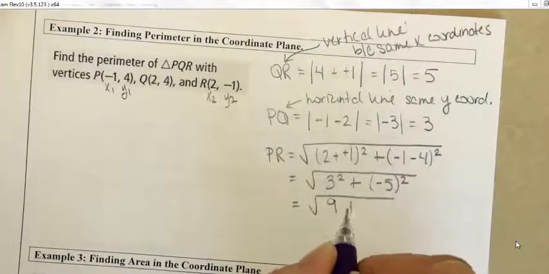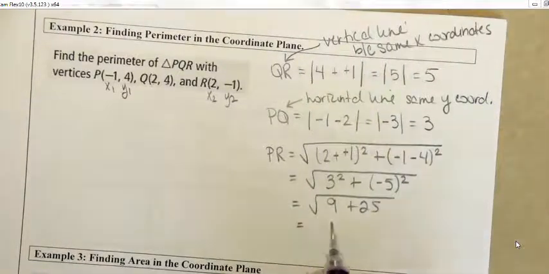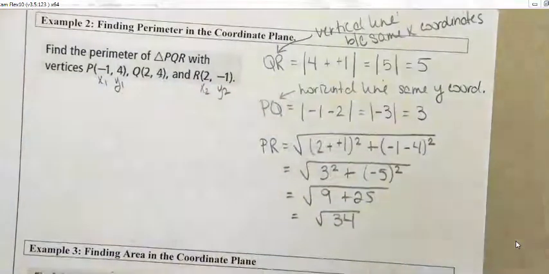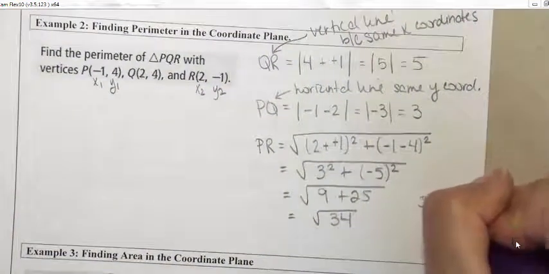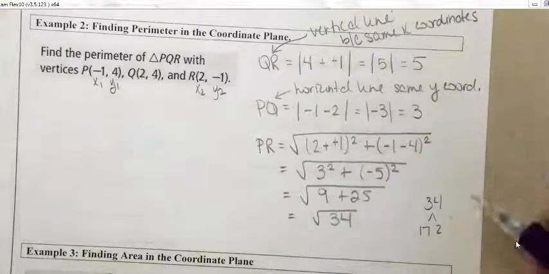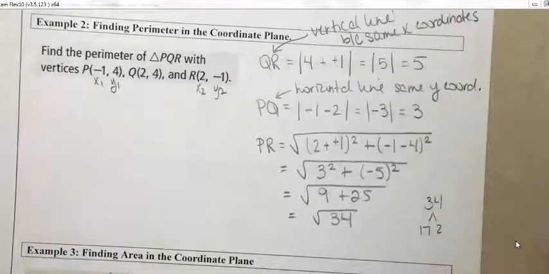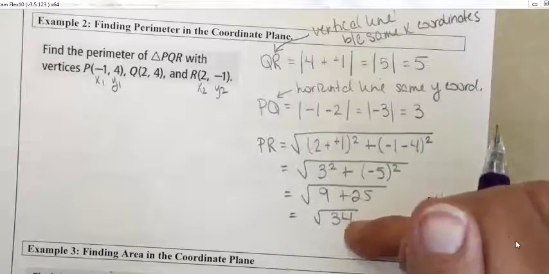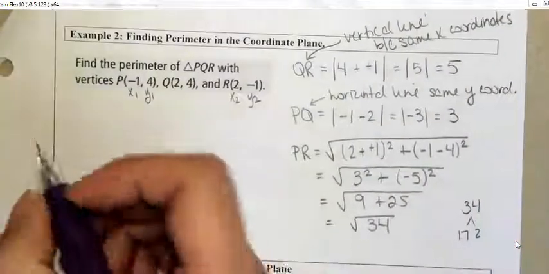So this is 9 plus 25, or is that the square root of 34? Now 34, factors of 34 are really 17 and 2. Notice neither one of those are perfect squares, so I can't simplify that anymore. This is as simple as that's going to get. Okay, so let's find the perimeter.